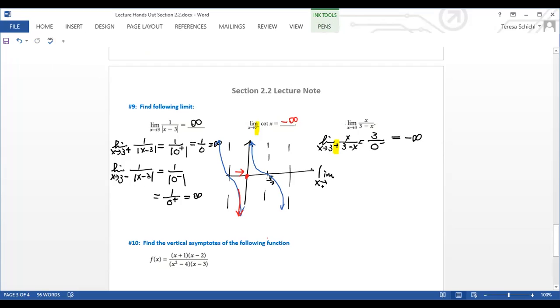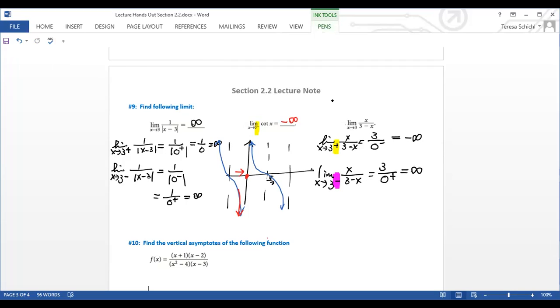If I say the limit as x approaches 3 from the left-hand side of 3 minus x, the x is still 3, but I'm approaching 3 from the left-hand side. That means x is always a little bit smaller. If x is always a little bit smaller, then 3 minus x is very close to 0, but it's always a little bit bigger than 0, right? So this is infinity.